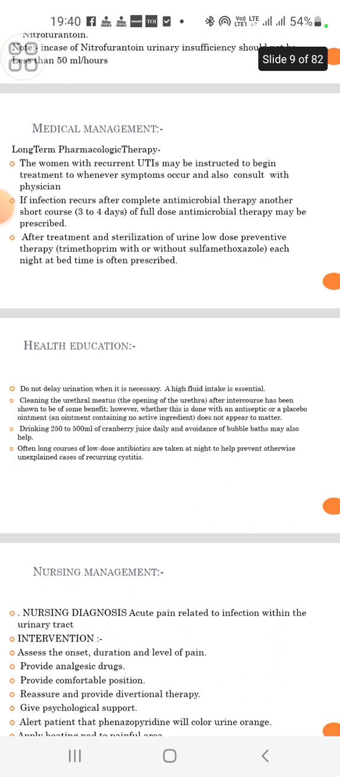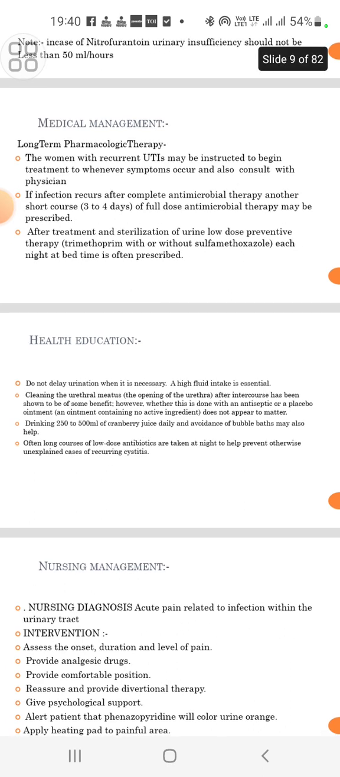And people who have recurring cystitis, that means urinary bladder infection, or urethritis, should be given a long course of low-dose antibiotics that I have discussed earlier, like trimethoprim with or without sulfamethoxazole. These are certain preventive measures, another word for which is health education. These should be taken into consideration by the people.